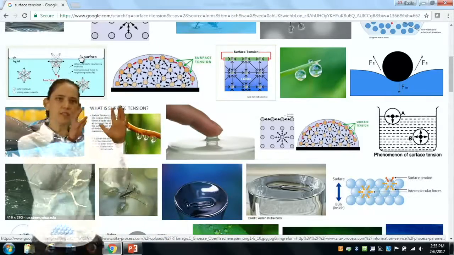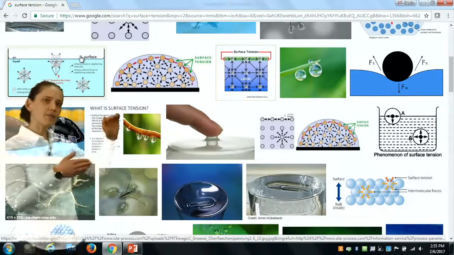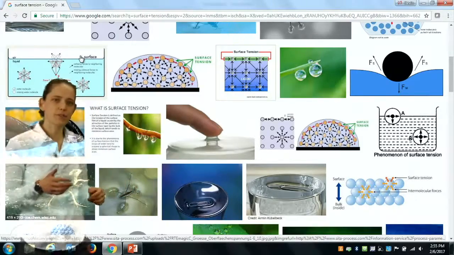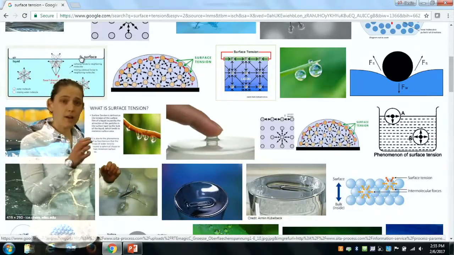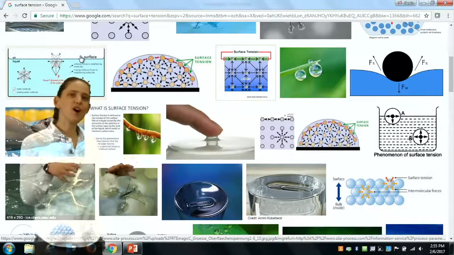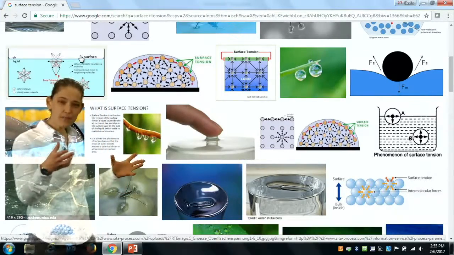So if you just look in Google Images and think about all the different ways you could represent the same idea, it gives you some places to start in terms of giving students real examples, examples from within the discipline, outside of the discipline, so that they can see all of the places that this idea of surface tension comes up.